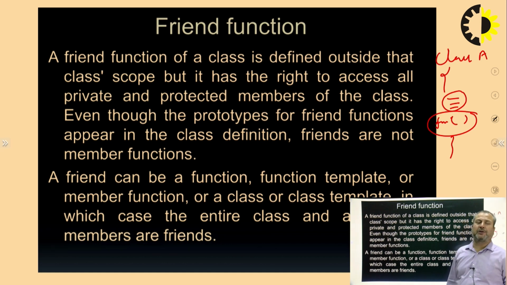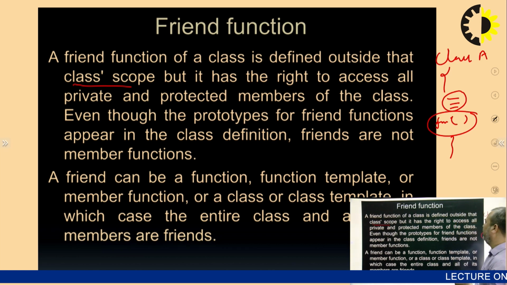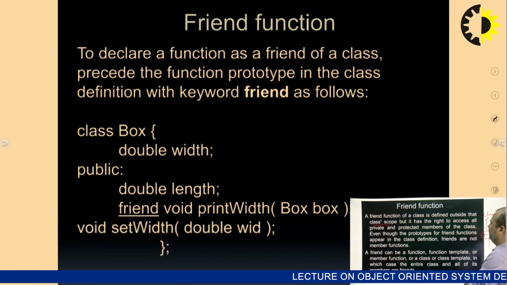A friend function can be made just by using the qualifier friend, and it is not a member function, although it is written in the same class. The class you want to access can be reached by a friend function, or by another class. A friend function of a class is defined outside that class scope, but since you have written friend, it does not become a member function, yet it has the right to access all private and protected members of the class. Even though the prototypes for friend functions appear in the class definition, friends are not member functions. A friend can be a function template or a class. So this is another category of functions.